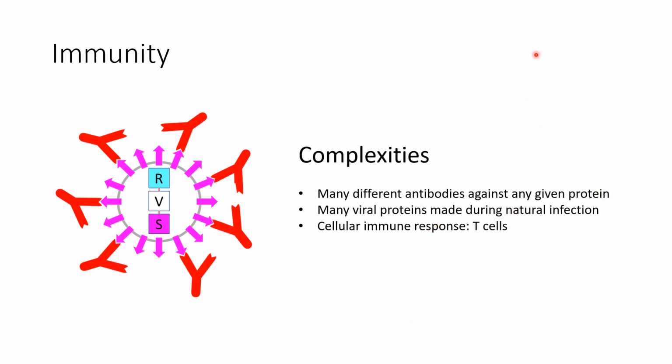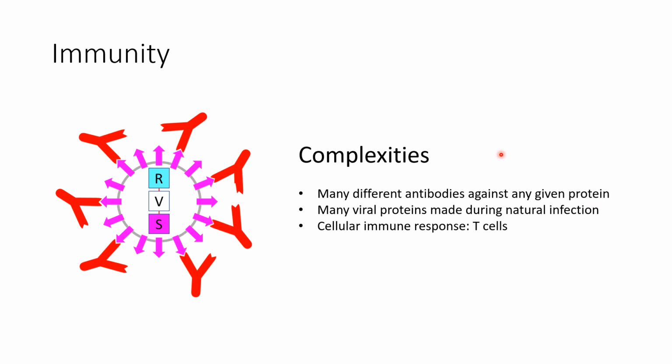Now, I've significantly oversimplified this. There are many complexities. Importantly, there are many different antibodies that can be elaborated against any given protein. So while I've shown just one here interacting with the tip of the spike, in reality, there may be dozens of different antibodies with different specificities that can react with different parts of the spike protein. And that becomes important, in particular when we start to consider variants.